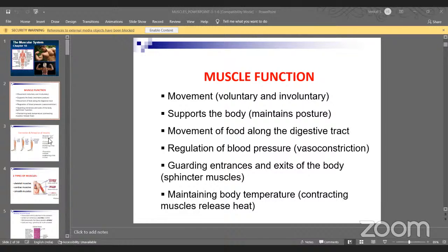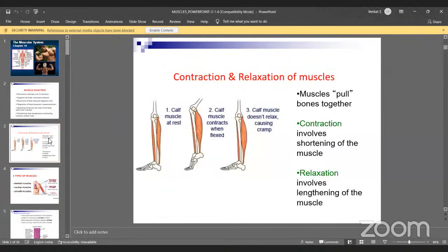The next one, see, observe the contraction and relaxation of muscles. So this is the contraction and relaxation of muscles. Like that, muscles pull bones together.